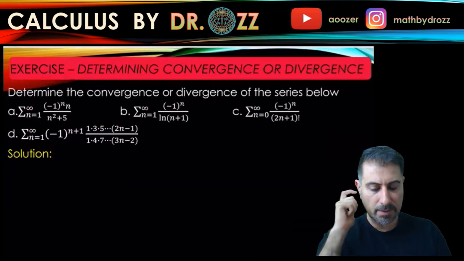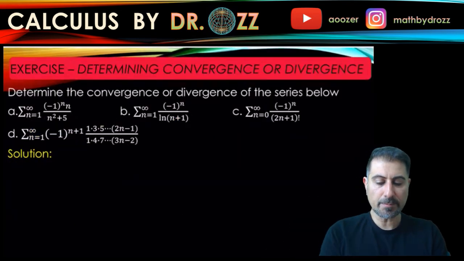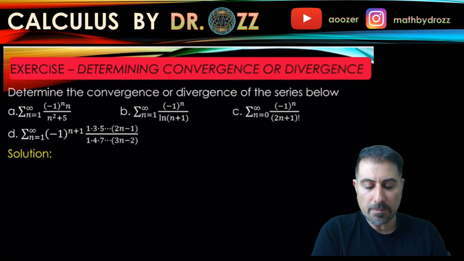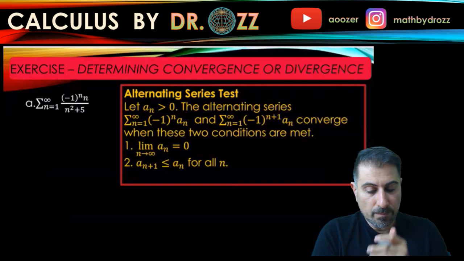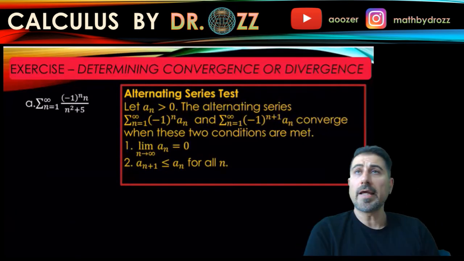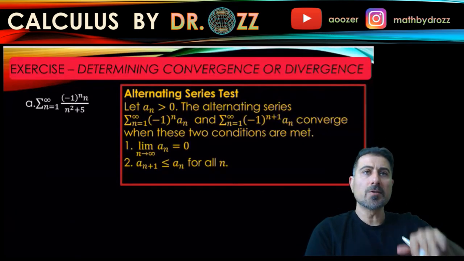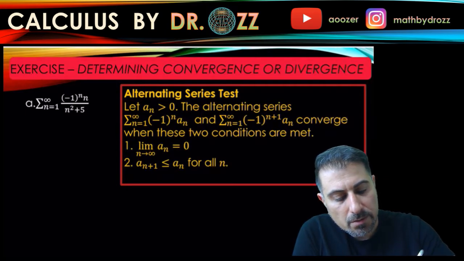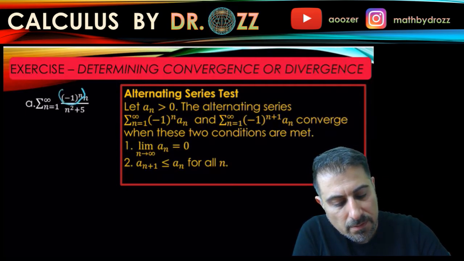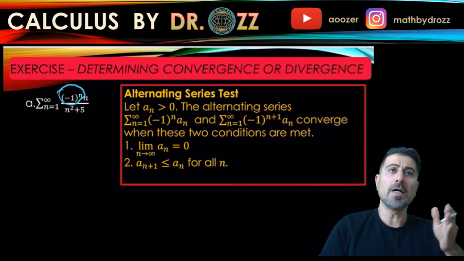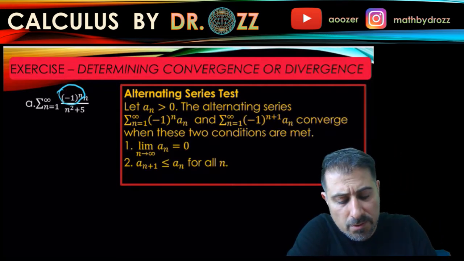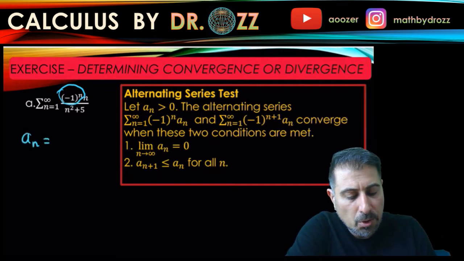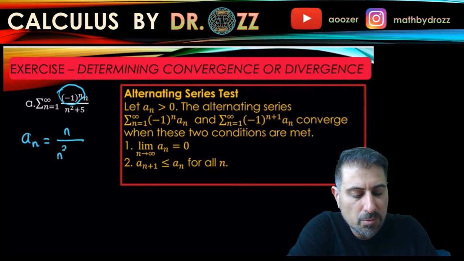So let's see what the first series is. The first series is (-1)^n divided by n squared plus 5. Let's grab a_n, because a_n is the part which is not alternating. The alternating part of the series is (-1)^n, because every time you change n from odd to even or even to odd, it becomes plus or minus. So the non-alternating part is called a_n, which is n over n squared plus 5.